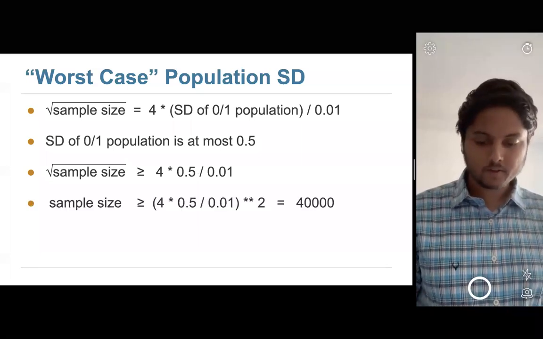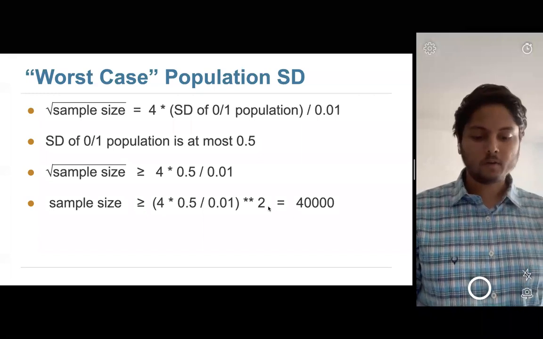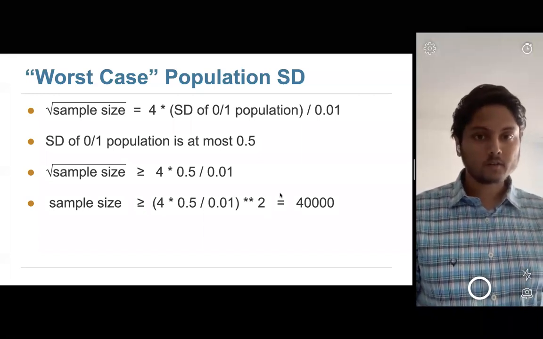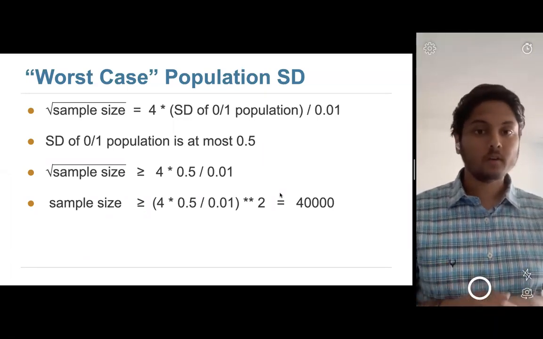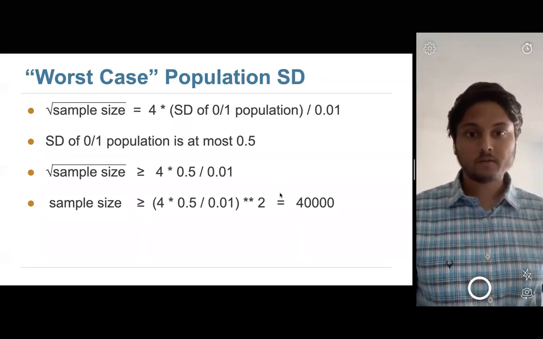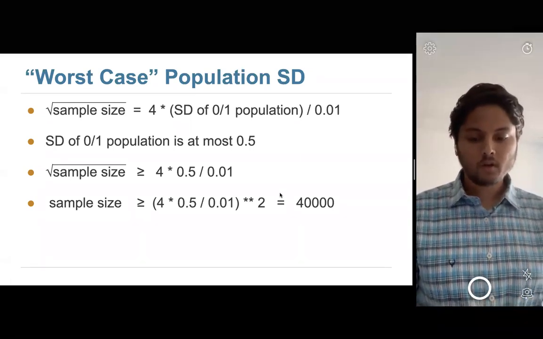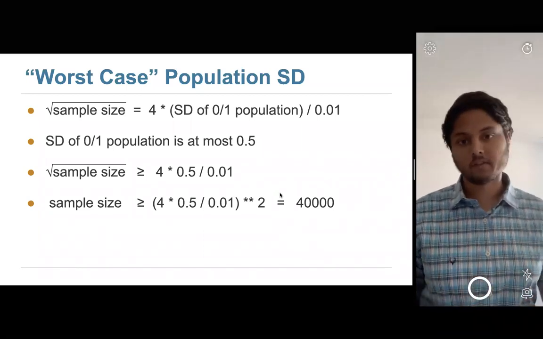And if we know this, we can square both sides. Then we get that if the sample size is greater than 40,000, we'll guarantee an interval width of 1%. It doesn't matter what our population looks like. This will be true. So this is a really powerful and useful result. Basically we can guarantee that our margin of error is a specific value.